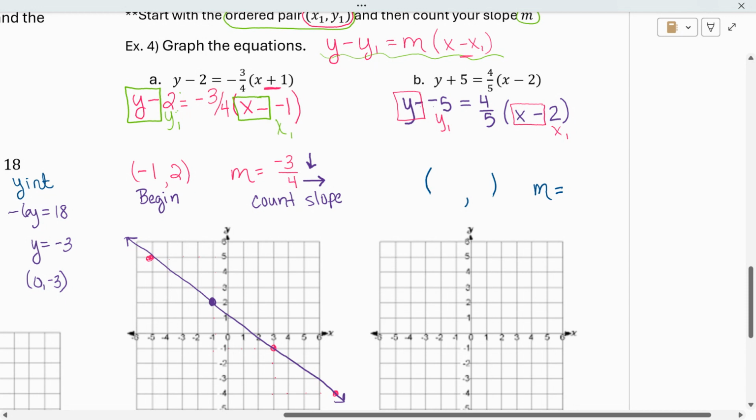So what are the coordinates for my ordered pair, Ken? What is x sub 1 and y sub 1? X sub 1 comes first. 2 comma -5. Good job. What is my slope, Lissandro?